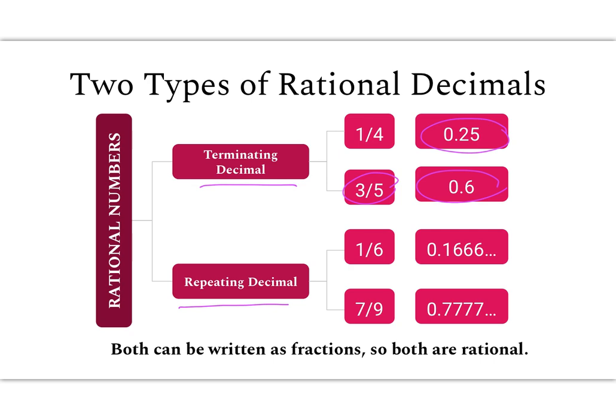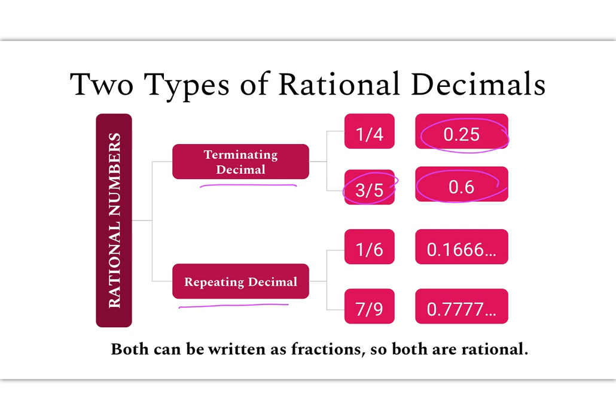For instance, 1/6 equals 0.16666. As you can see, 6 will repeat forever, and it's a pattern. 7/9 is 0.7777. The important thing is to note that even though they go on forever, they do follow a rule. The pattern repeats. That means we can still write them as a fraction, which is why they're still rational numbers.